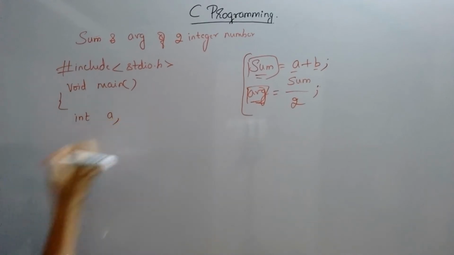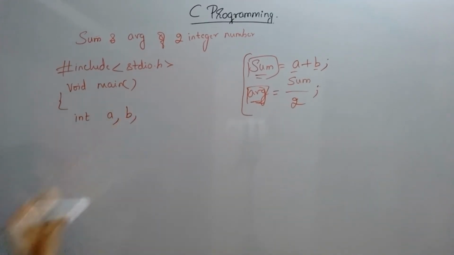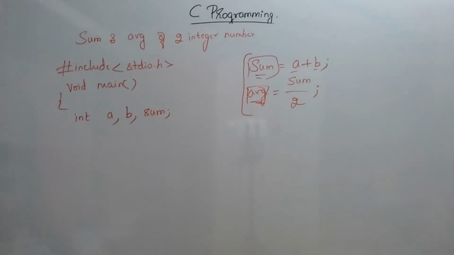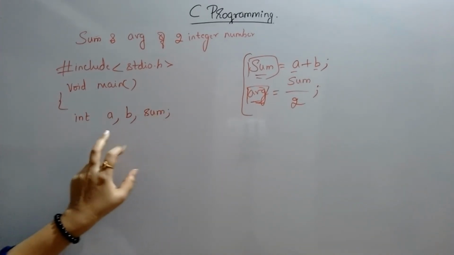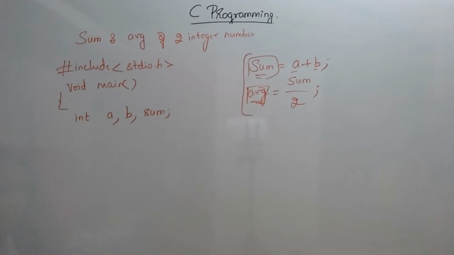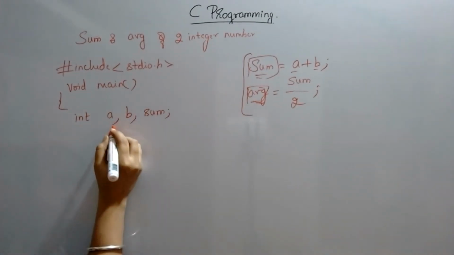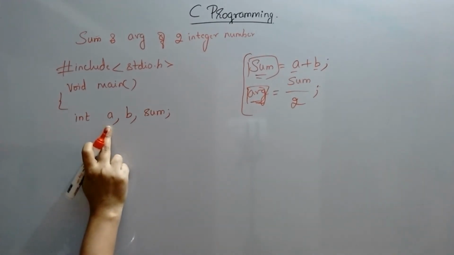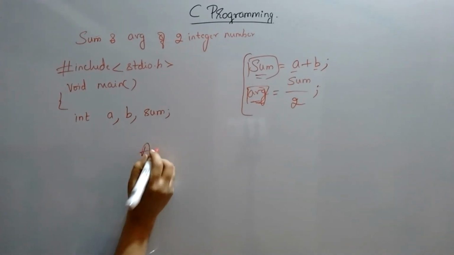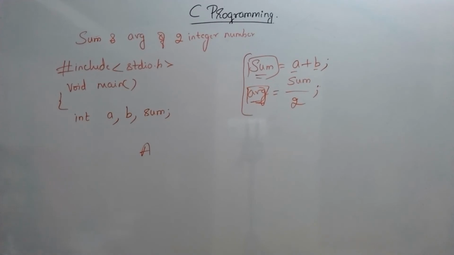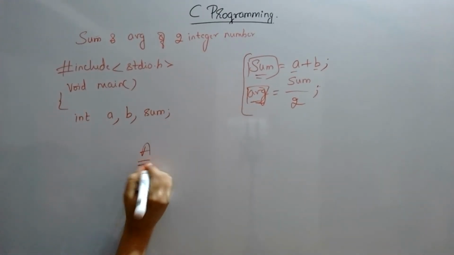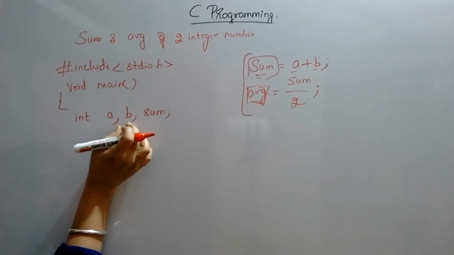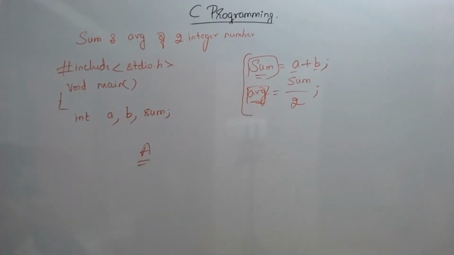how to declare? A comma B comma sum. See, now I have declared these three variables A, B and sum. Fine. In my program, when I am using these three variables, I have to use them as they are. So I have declared A as small letter, and I can't use it in a program with capital A, because I have not declared that variable. I have declared only small a, small b and sum.